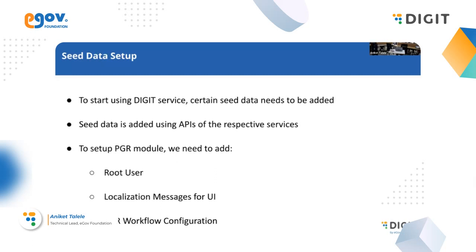PGR workflow configuration is one of them. Then localization messages for the UI. On the UI, we just have placeholders, and depending on the localization messages we add, those texts will appear on the UI. Also you need a root user to create other users or to access APIs. This root user, the first user, will be a super user, which we will create by port forwarding, because Zuul won't authenticate any other API. So that's all from my side.